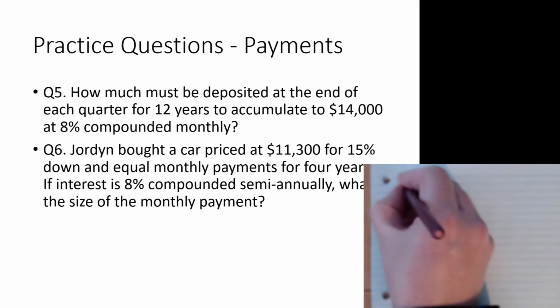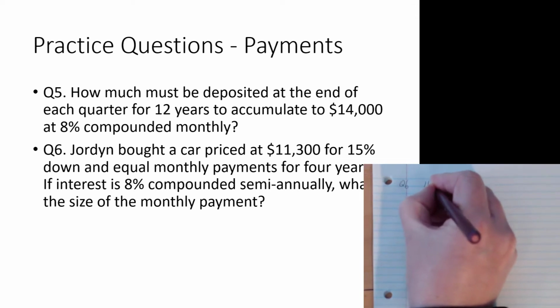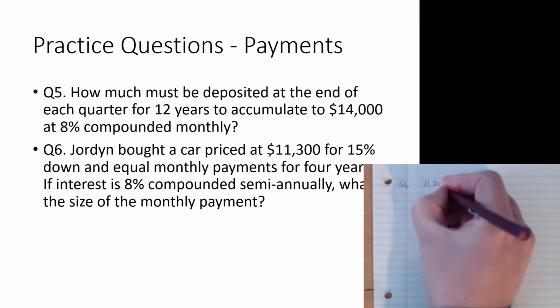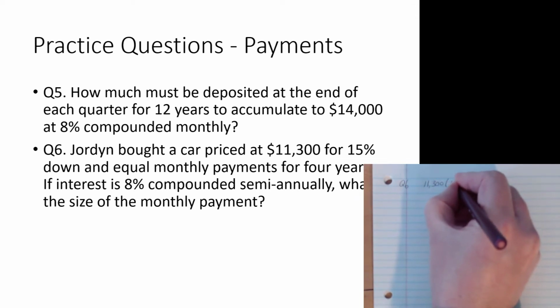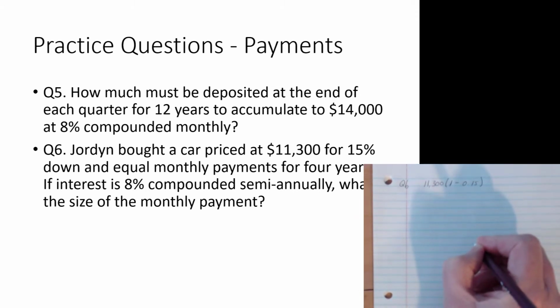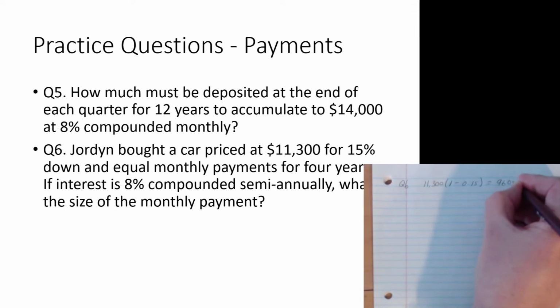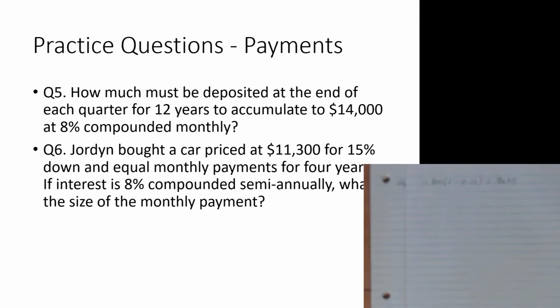So, question number 6. First thing we need to know is how much do we borrow. So we have $11,300 for the car, and that down payment is like a discount. We've seen this before. So 1 minus that down payment, and that gives us $9,605. That's how much we actually borrowed. So now we flow in and find the payment, again, based on actual borrowing.